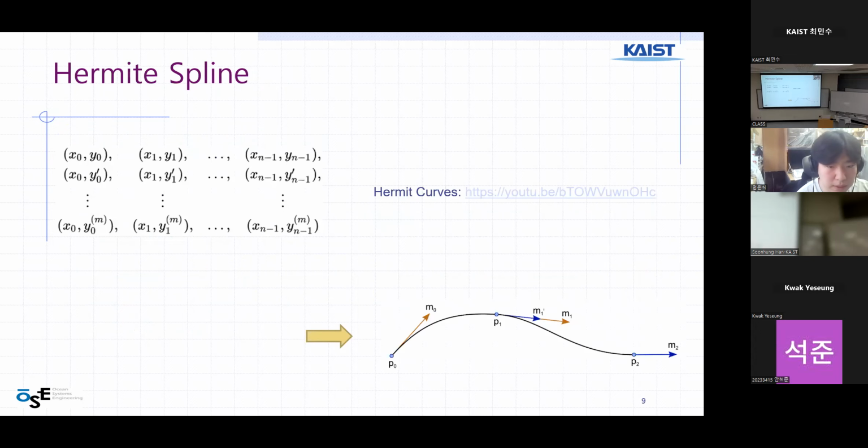A Hermite spline, also known as the Hermite curve, is a type of spline used in computer graphics tasks and various fields for generating smooth and precisely controlled curves. It is named after the French mathematician Charles Hermite, who made significant contributions to interpolation and curve theory.